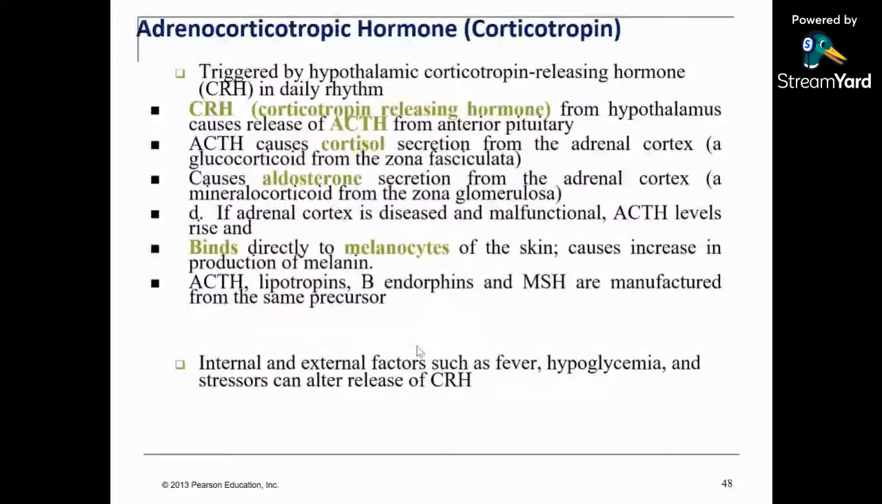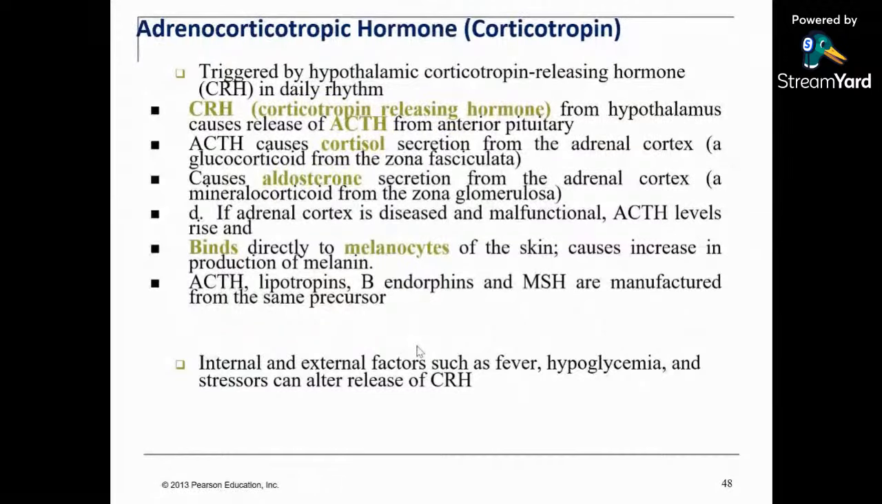Next, adrenocorticotropic hormone, triggered by the hypothalamic corticotropin releasing hormone. CRH from the hypothalamus causes release of ACTH from the anterior pituitary. ACTH causes cortisol secretion from the adrenal cortex. Aldosterone secretion from the adrenal cortex also occurs.